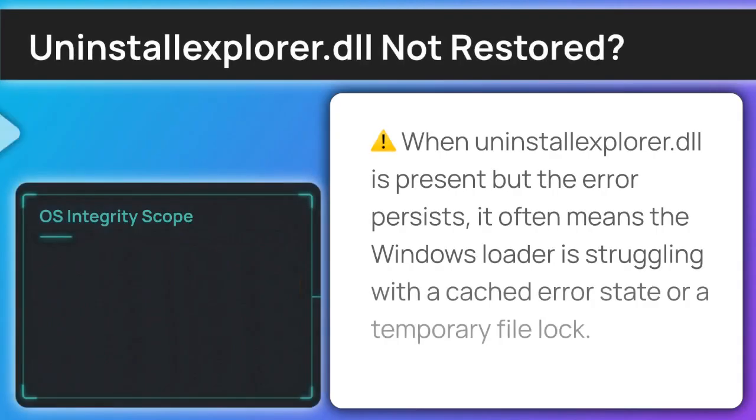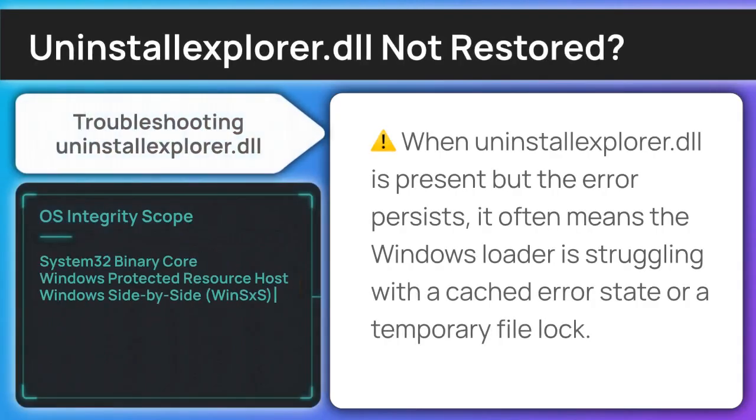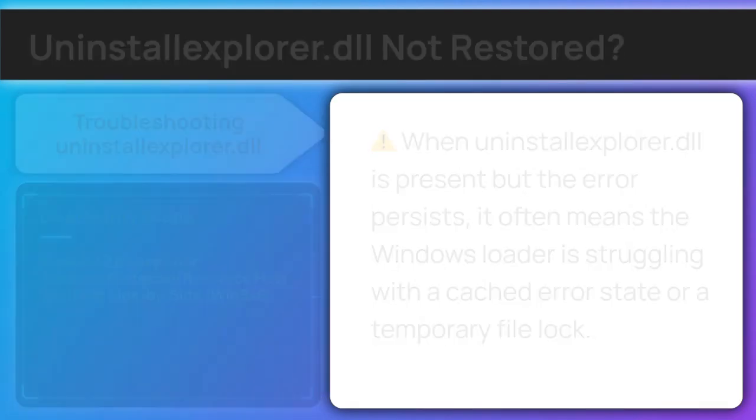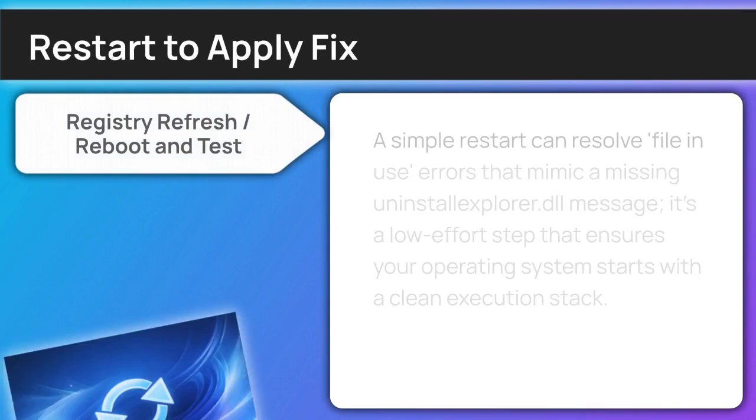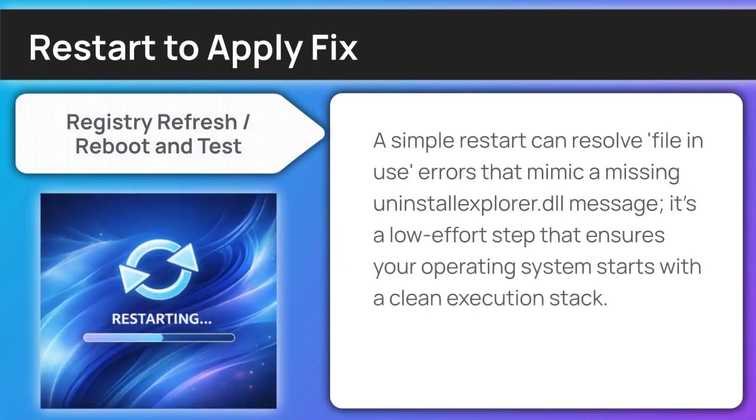In cases where the official installer remains ineffective, we must escalate to a manual review of your system's active runtime state. A standard restart allows the Windows bootloader to rescan your system directories and potentially recognize an unregistered Uninstall Explorer component.